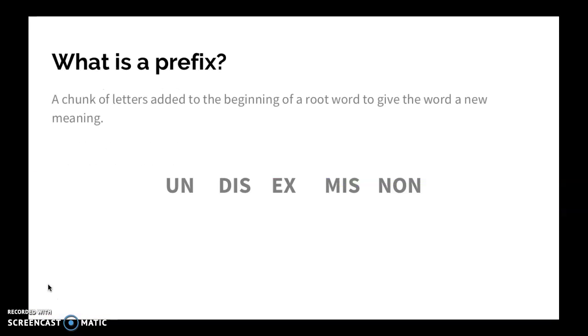So first, we need to know, what is a prefix? Well, it's just a chunk of letters that are added to the beginning of a root word, and then it gives the root word a new meaning. So some examples of a few prefixes are the chunk of letters un, dis, ex, mis, and non. There are lots and lots of prefixes out there. Today we will just be going through a few examples, but there are very, very many prefixes that have different meanings, each of them.